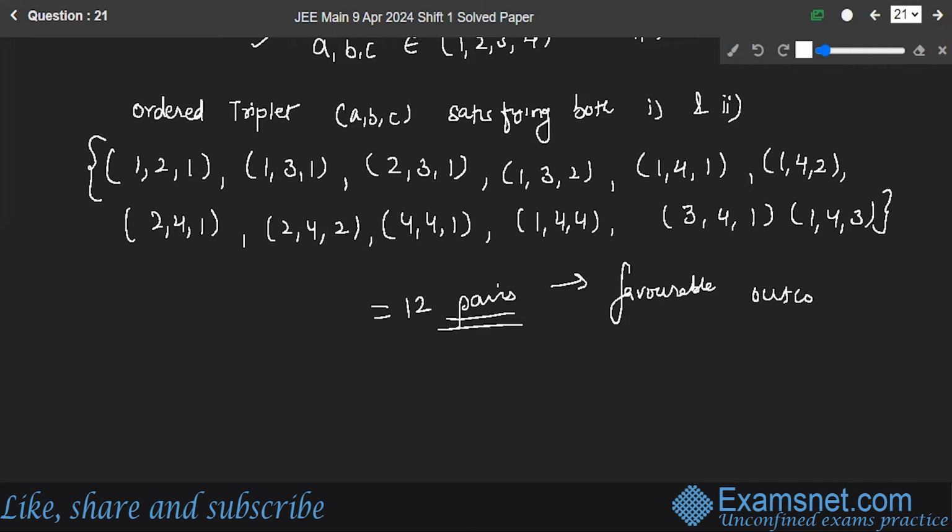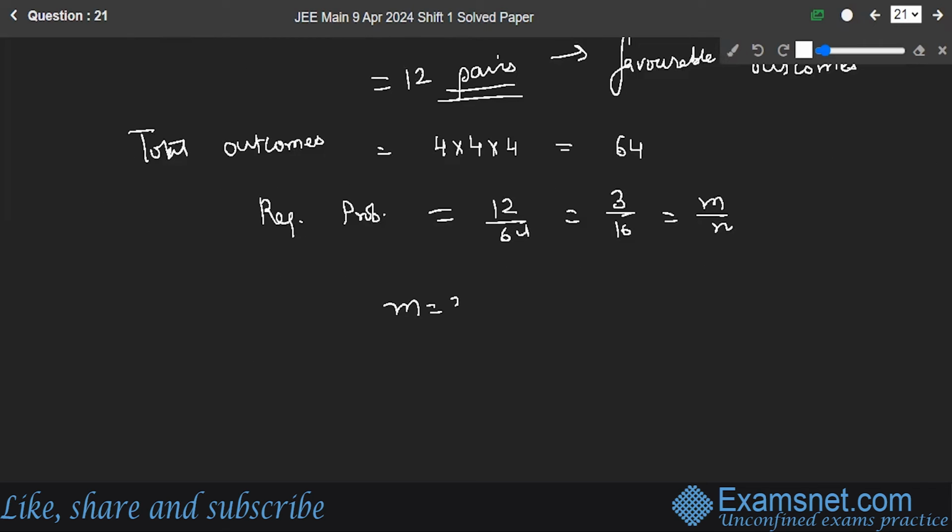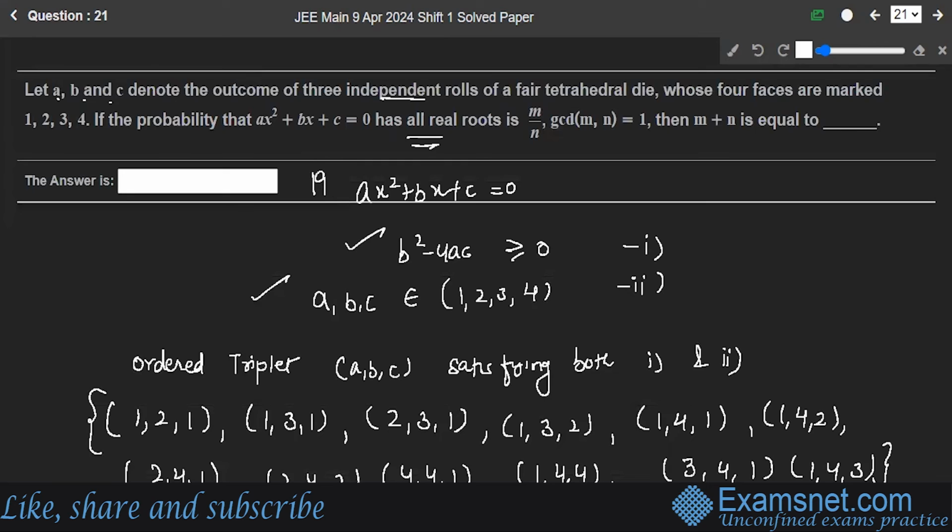All right. Now the total outcomes will be given by, because there are three numbers A, B, C, and anyone can have these values, 4 into 4 into 4. So this is equal to 64. That means your required probability will be equal to 3 by 16. Now this is equal to m upon n. So that means your m is 3 and n is 16, and the sum of the two is 19. This is the answer to the question, 19.